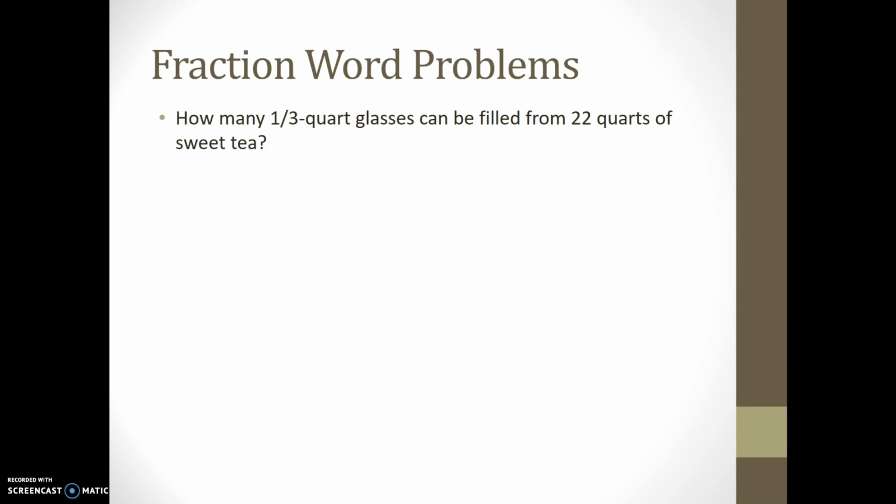So we want to know how many 1/3 quart glasses can be filled from 22 quarts of sweet tea. And if I'm thinking about this in my head, I'm thinking about like this big, huge thing of sweet tea, and I'm sure it looks just like that. But anyways, and then we've got some little 1/3 quart glasses, and they've got a little bit of sweet tea in there. And how many of those little 1/3 quart glasses or portions can we get out of the 22 quarts? So this is a division problem.